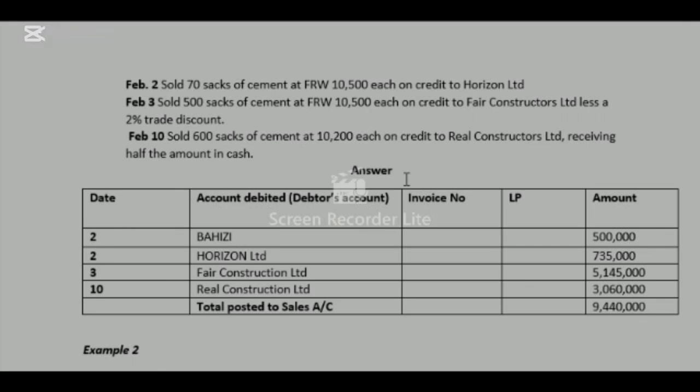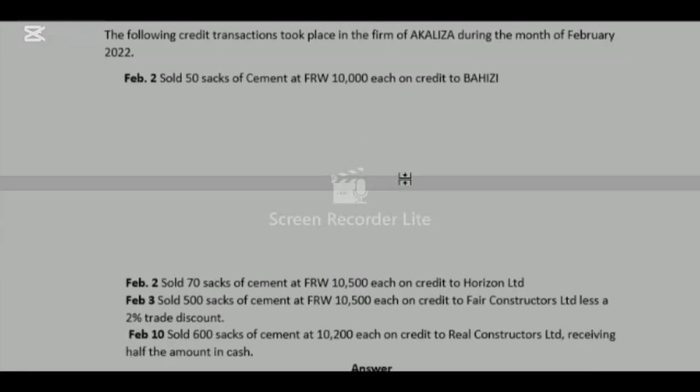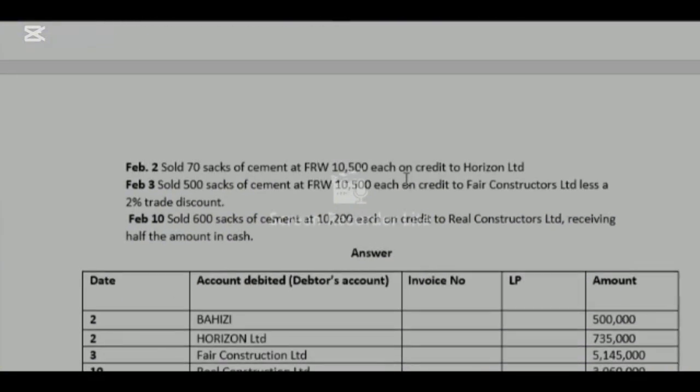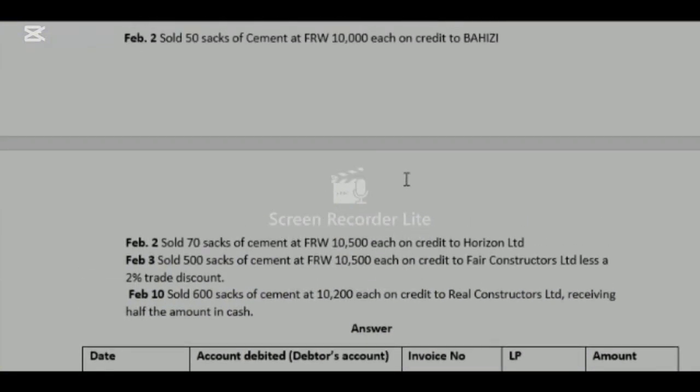On 10 February, sold 600 sacks of cement at 10,200 on credit to Real Construction Limited, receiving half of the amount in cash. For calculating this question, you must apply the steps we have seen before if you are at the beginner level, but when you are at the intermediate level, it is not necessary. So the first step, we must identify the credit transactions, or credit sales, in this question.